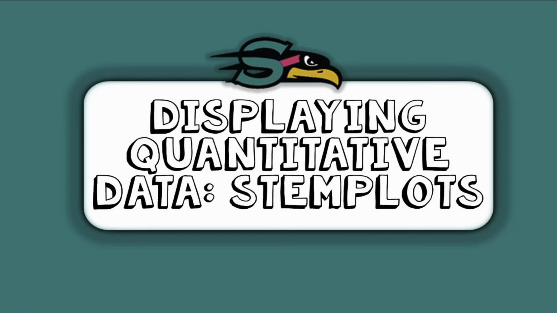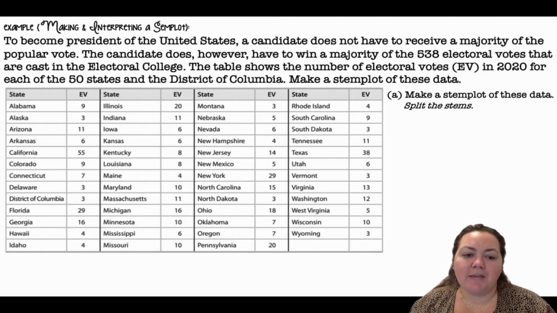Making and interpreting a Stemplot. To become President of the United States, a candidate does not have to receive a majority of the popular vote. The candidate does, however, have to win a majority of the 538 electoral votes that are cast in the Electoral College. The table shows the number of electoral votes in 2020 for each of the 50 states and the District of Columbia. Make a stem plot of these data.